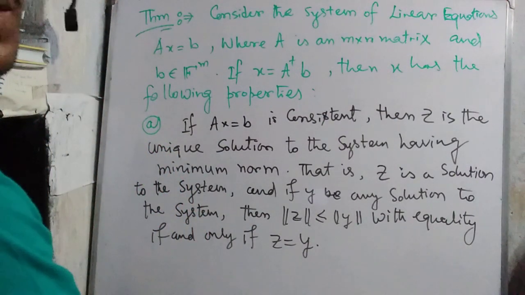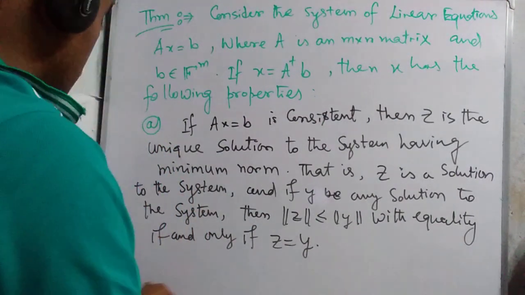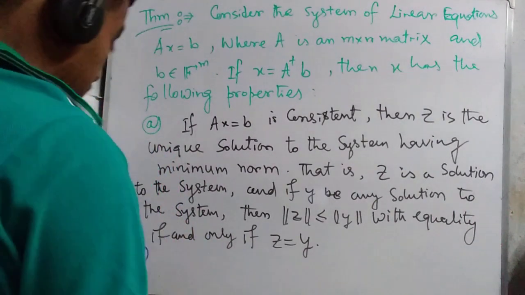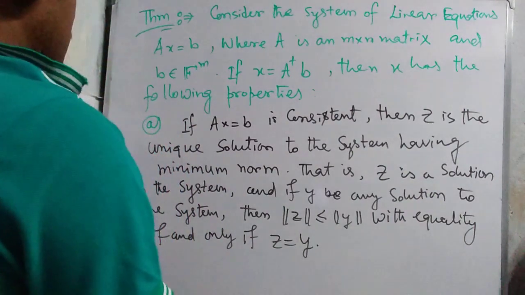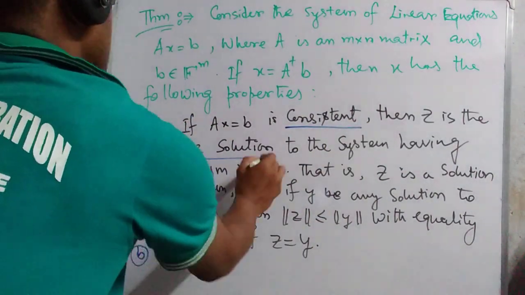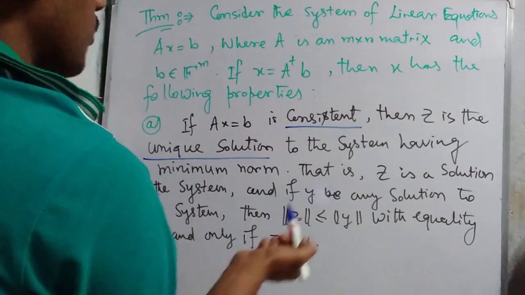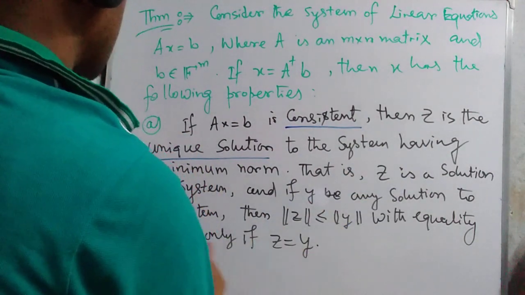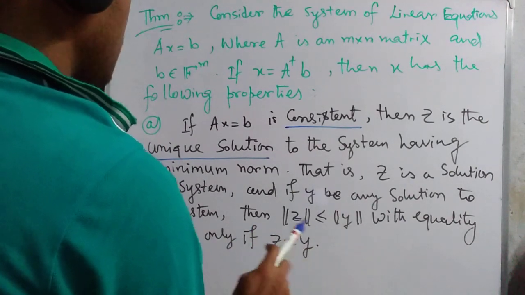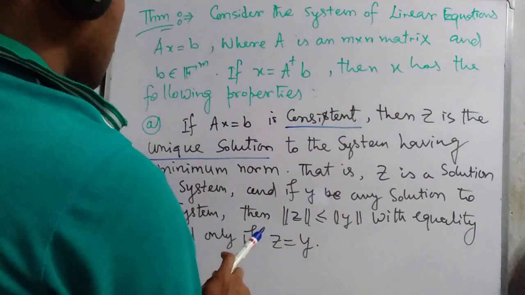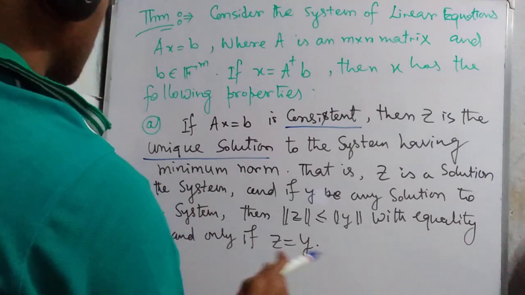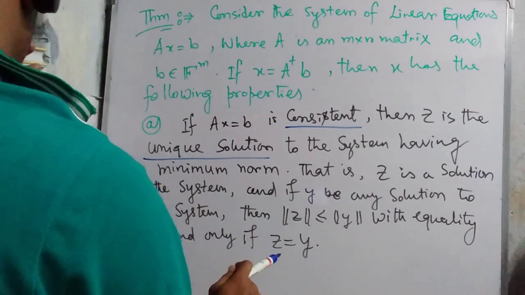Now we're going to discuss another one. We write it as option b. That means if Ax equals b is consistent, then z is the unique solution to the system having minimum norm, and z is a solution to the system, and y being any solution to the system, norm of z is less than or equal to norm of y, with equality if and only if z equals y. Okay, understood?